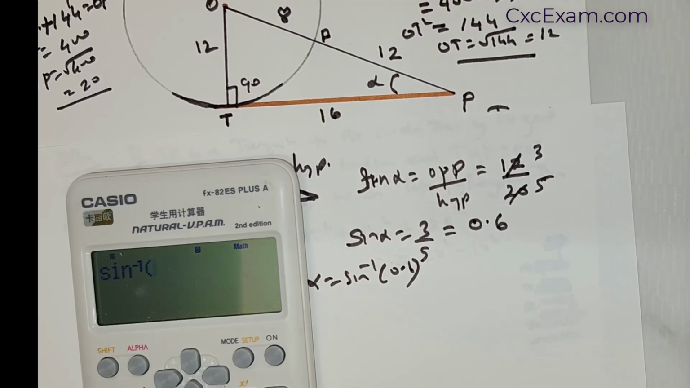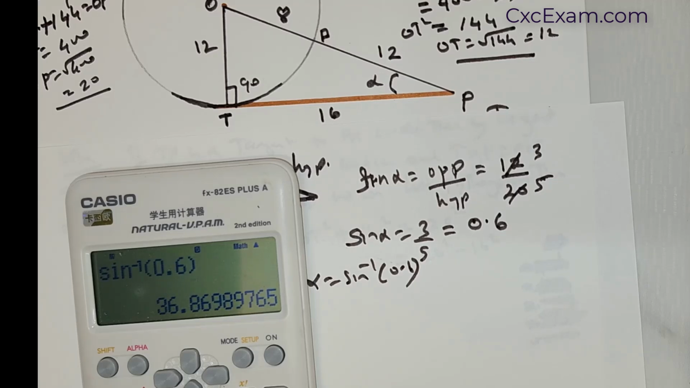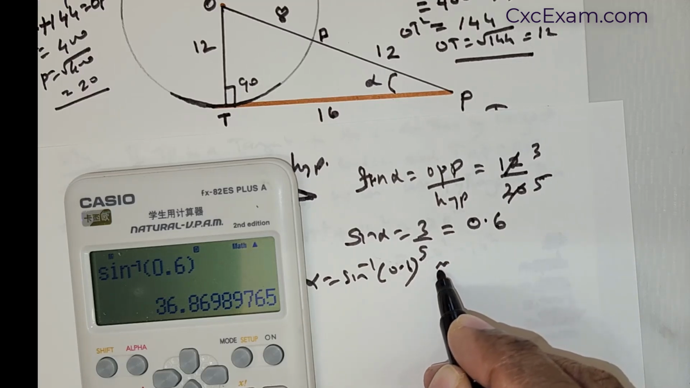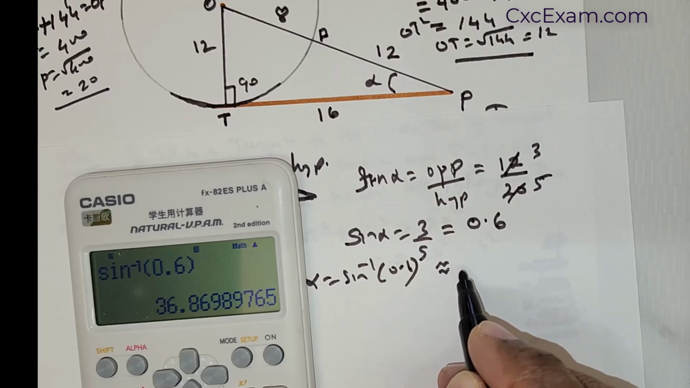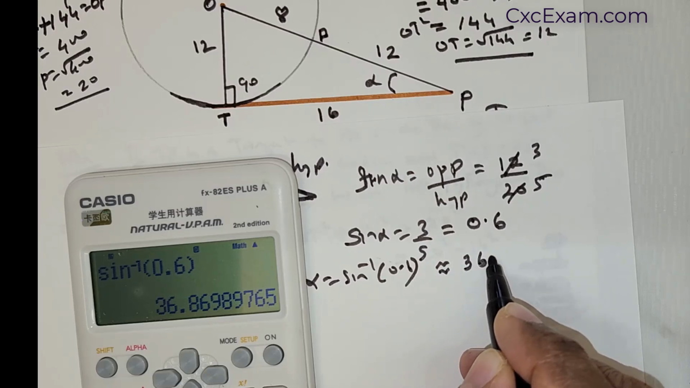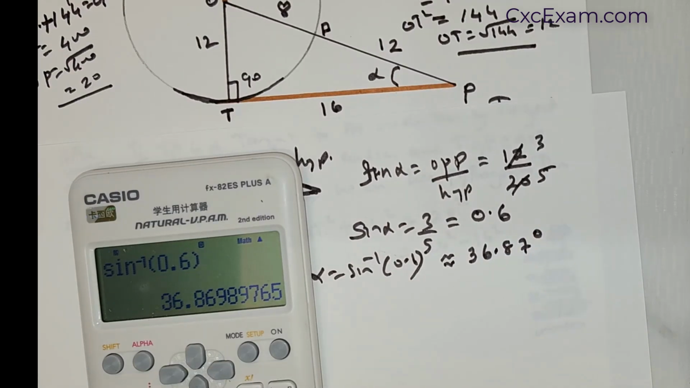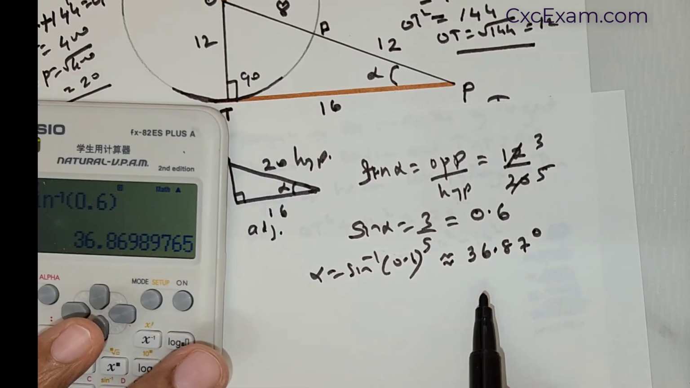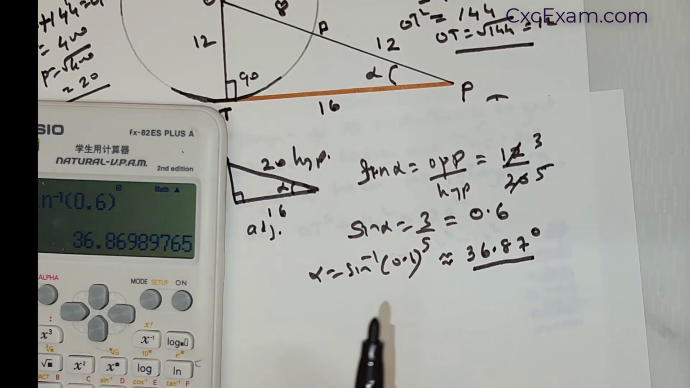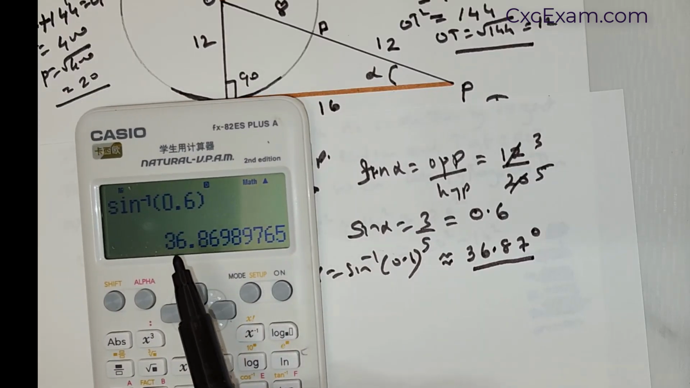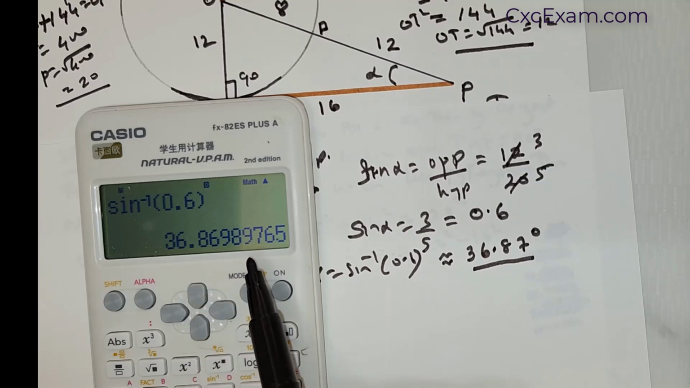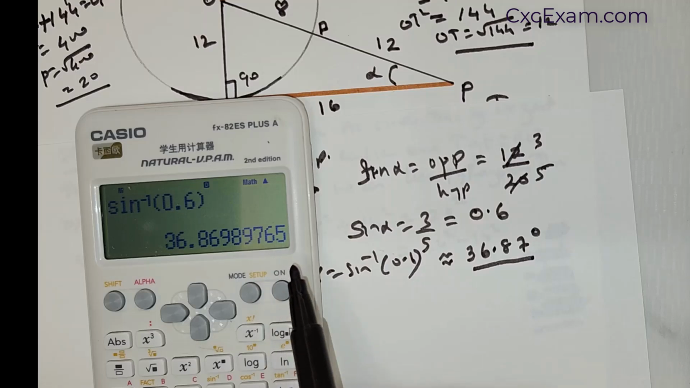So sine inverse of 0.6 is giving us an angle of approximately 36.87 degrees. Now you have to observe here, I have actually rounded this up, but you see the value that trigonometry is producing for me, 36.86989765. So this is a complete number.